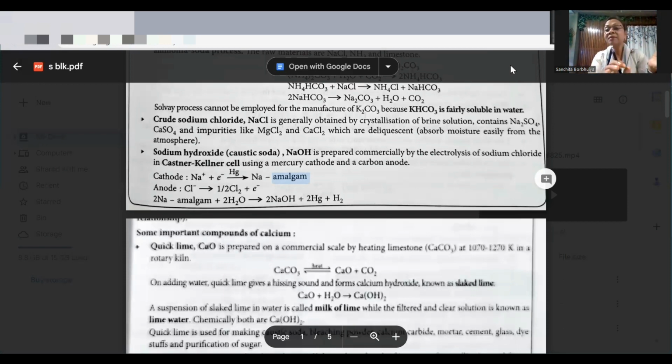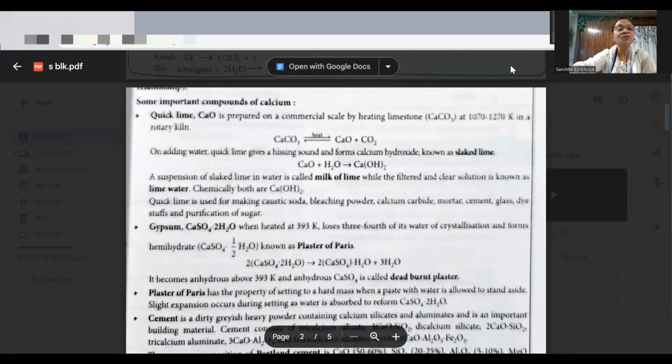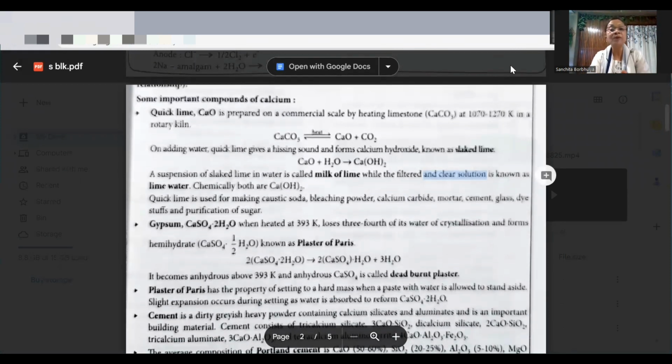The sodium amalgam is dropped in water to give you sodium hydroxide. Mercury comes out, it can be reused, and hydrogen is evolved in the process. So that finishes the important compounds of sodium. We'll go to some important compounds of calcium, which is quicklime, CaO.